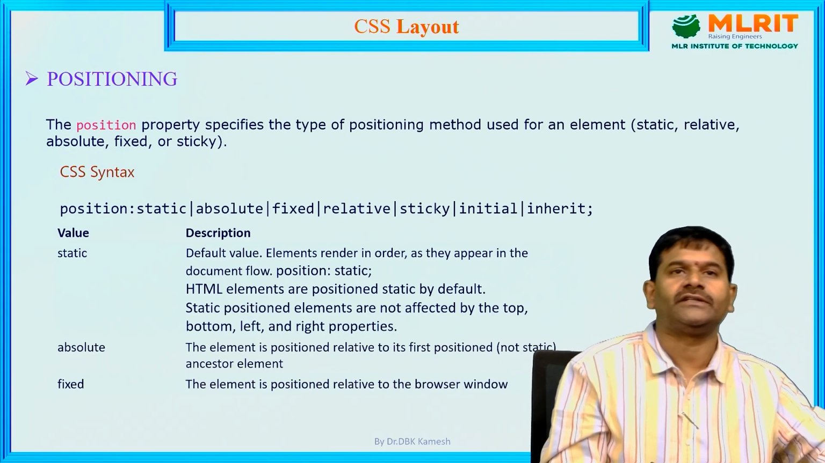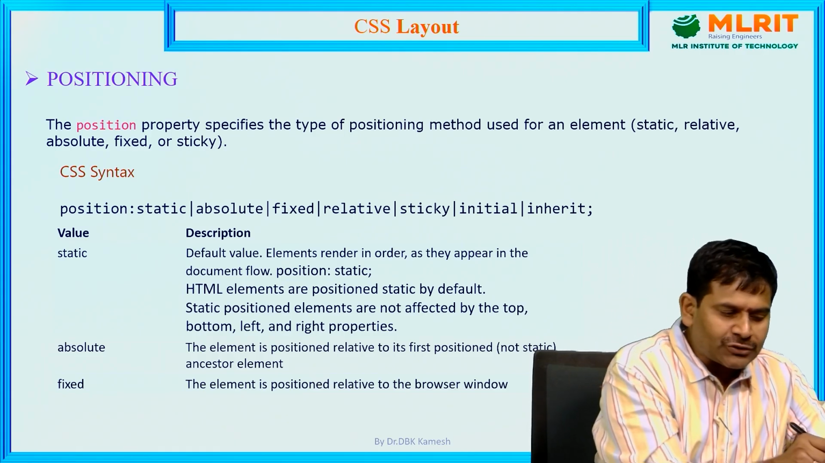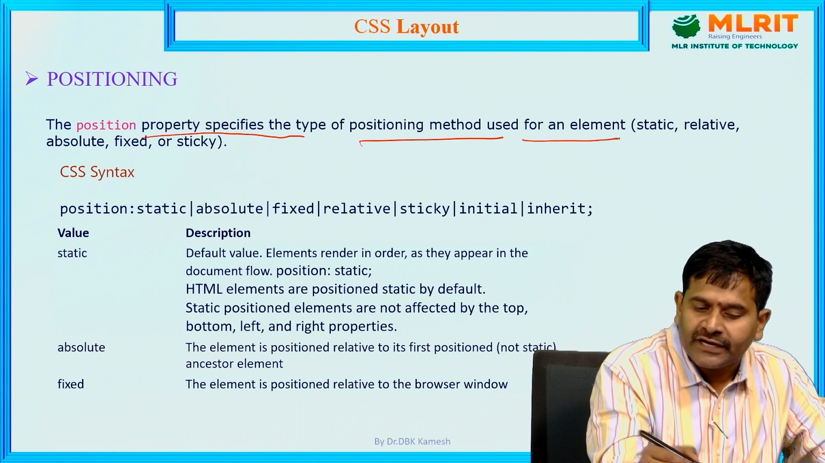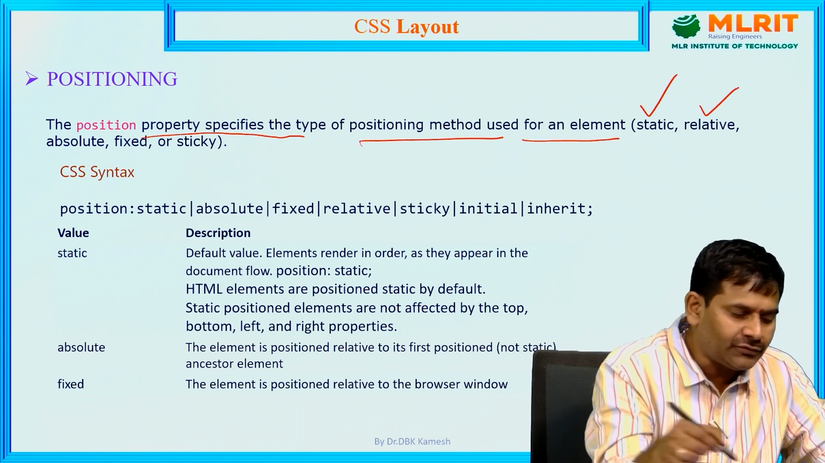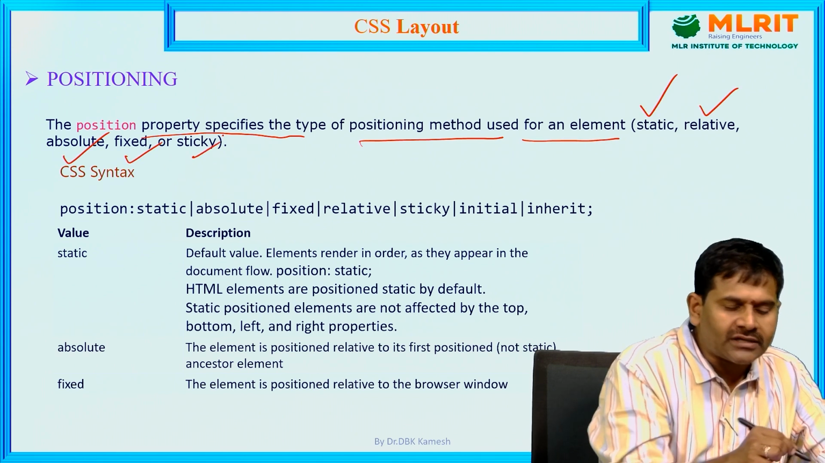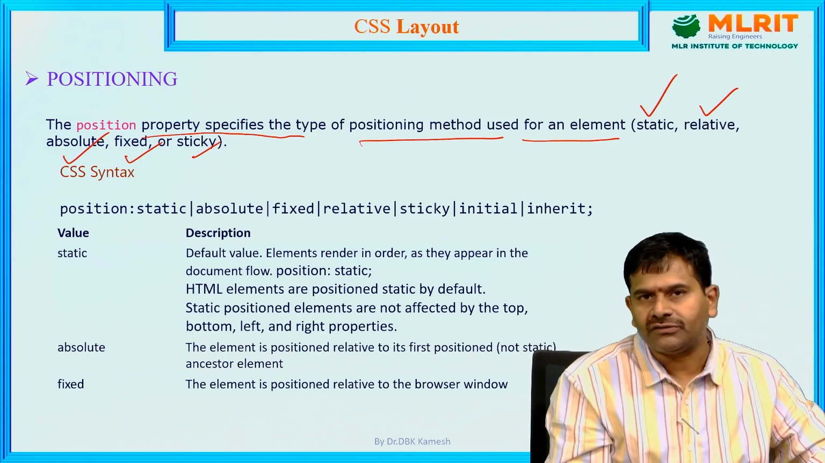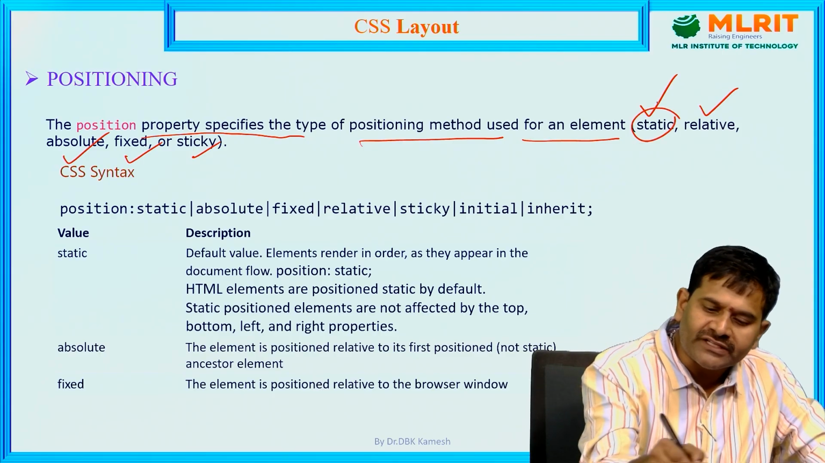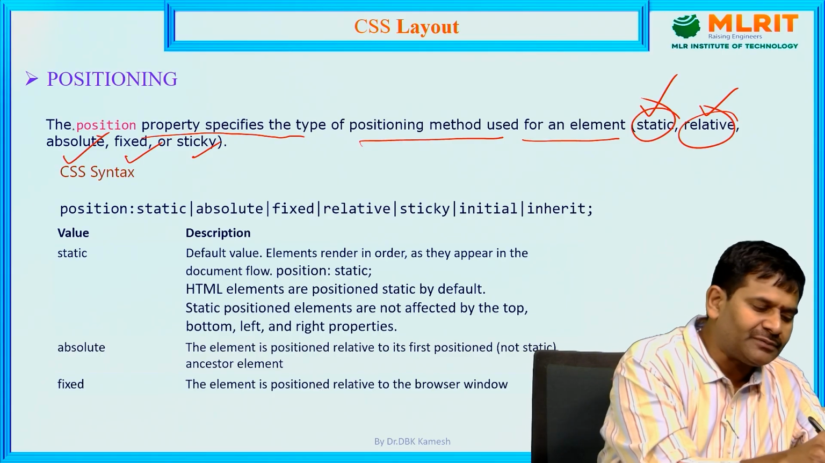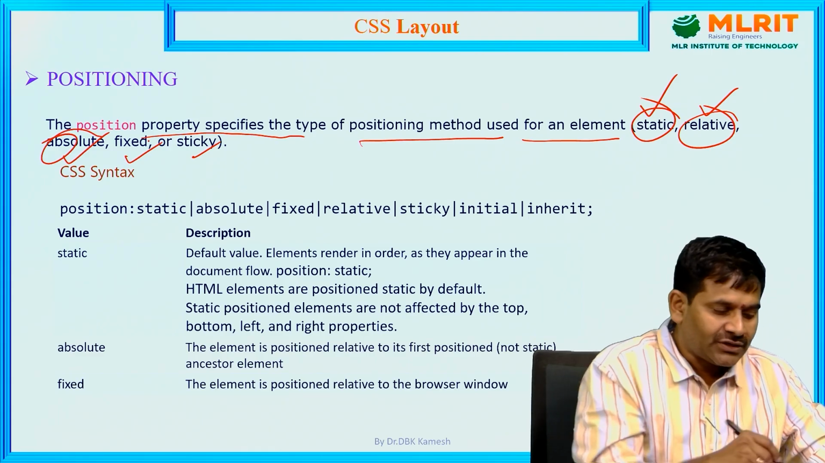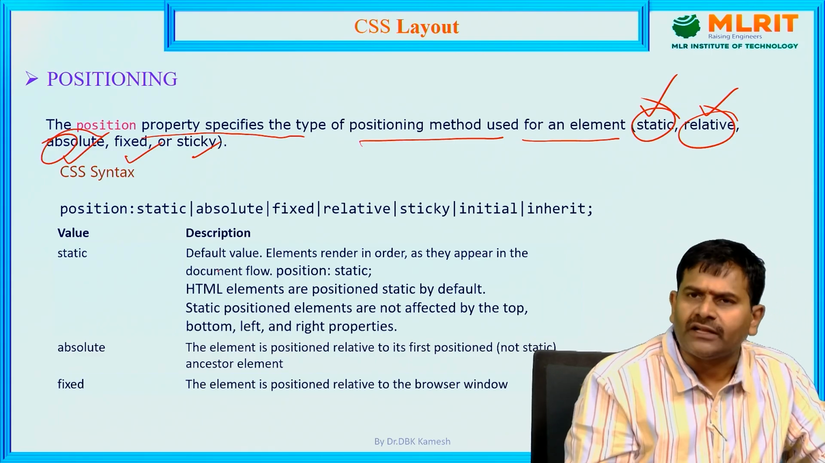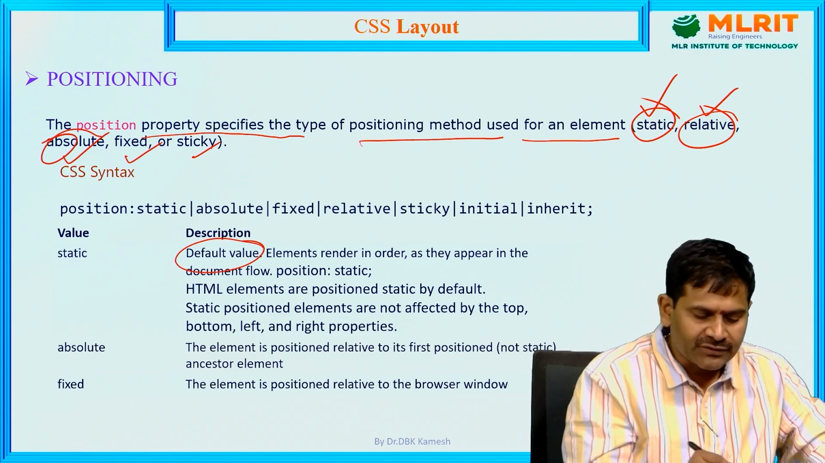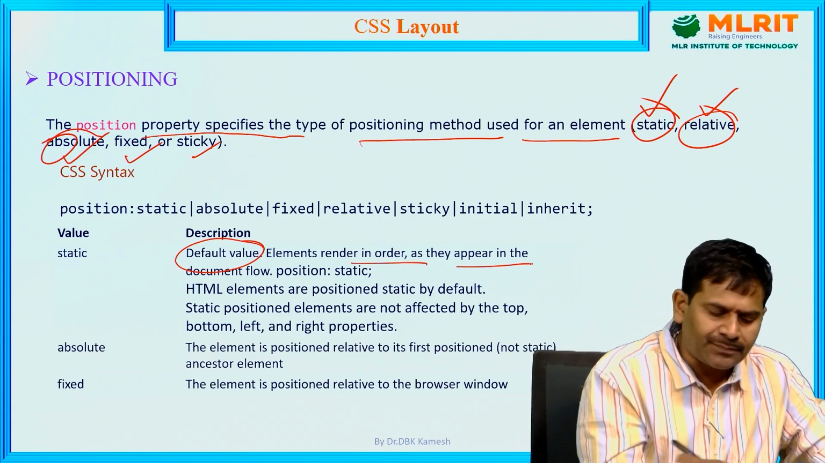Then the next one is positioning. The position property specifies the type of positioning method used for an element, like static, relative, absolute, fixed or sticky, right? So in any web page, the first one is static, then relative, absolute, fixed and sticky. In static, it is the default value. Elements render in order as they appear in the document flow.